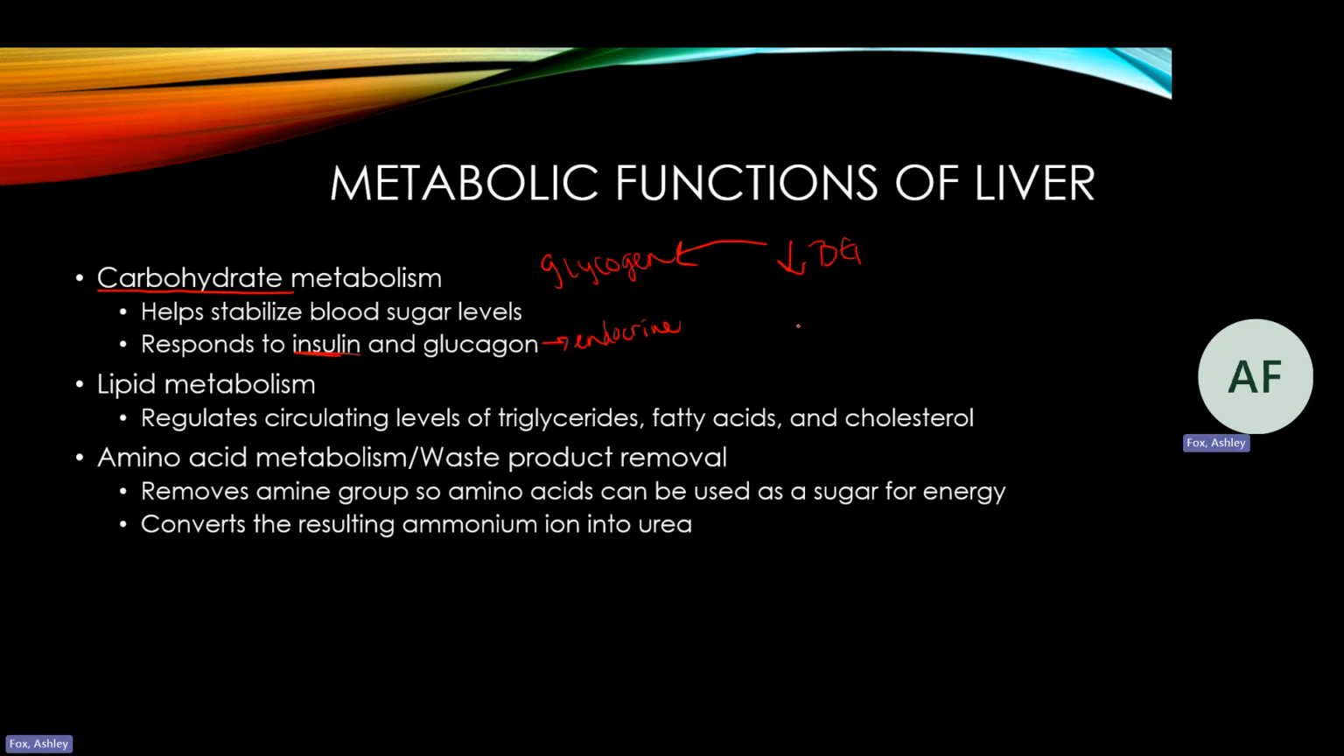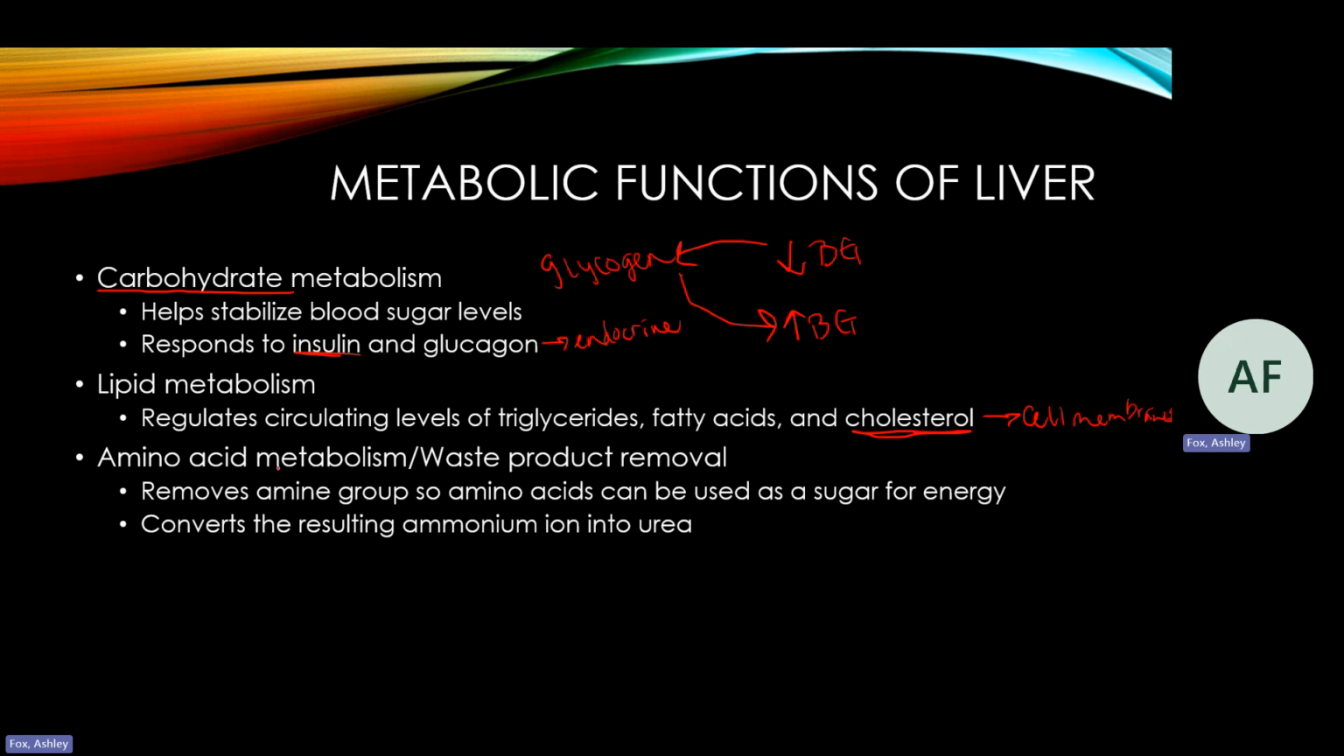Glucagon's point is to increase your blood glucose. So if it's low for whatever reason, you're going to break down glycogen to help increase your blood sugar, or your blood glucose. We also have lipid or fat metabolism. It's going to help regulate triglycerides, fatty acids, and a major one, cholesterol. Remember, cholesterol is part of cell membranes, and that's one of its functions. But we can use fats for hormones and other things. So that's part of fat metabolism. And we're going to talk about bile as well, which is part of lipid metabolism.